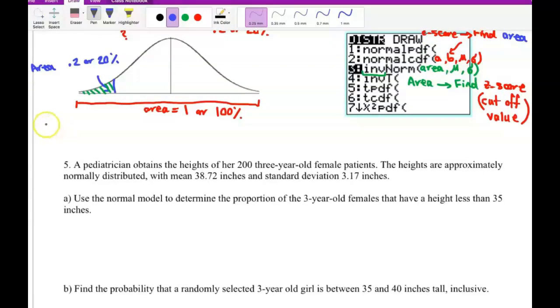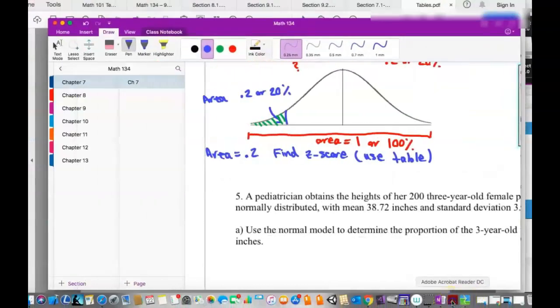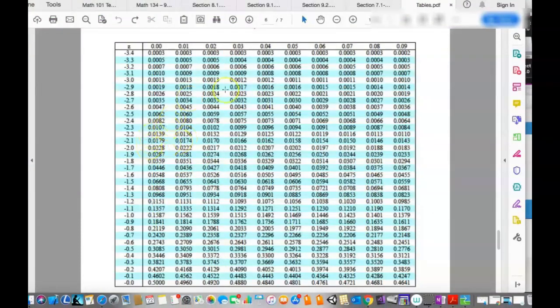Okay, so I want to use the table, and here what's given is the area. So area is equal to 0.2. So find the z-score, and use the table. Let's go back to the table. On this part I need to find, all these numbers in our table are areas, and as I said, what we have in the first column is the z-score plus what we have on top. So I need to find 0.2 or 20% here in the body of this table.